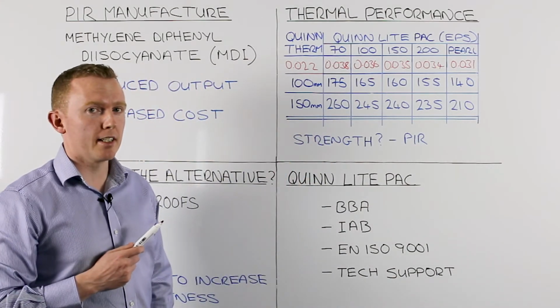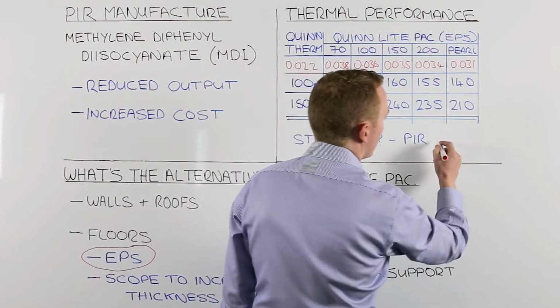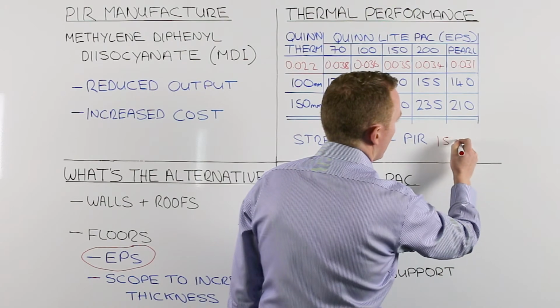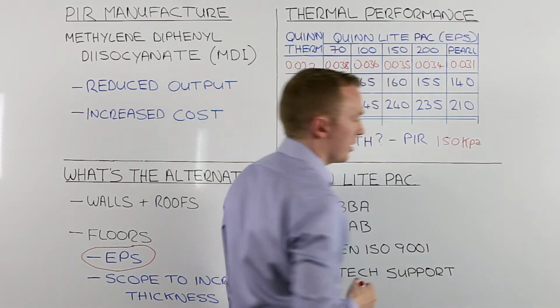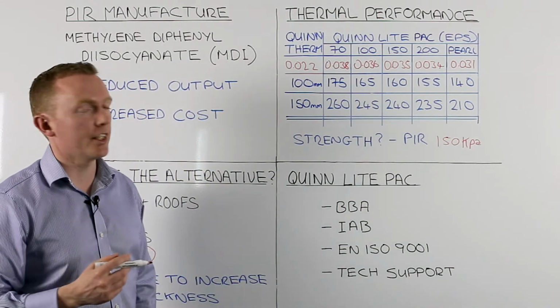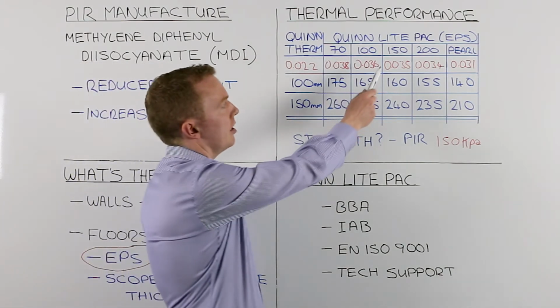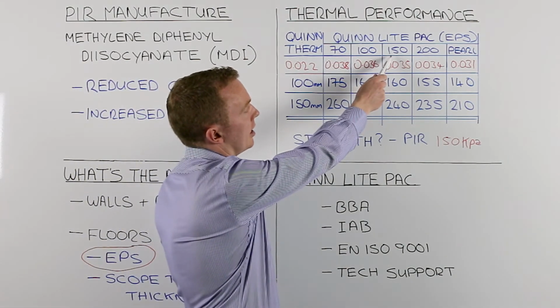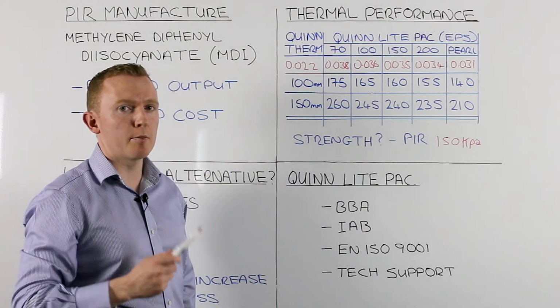Moving on then to strength. The compressive strength of our Quinn Therm PIR is greater than 150 kPa or kilopascals, which is equivalent to 150 kilonewtons per square meter. This is comparable to our Quinn Lite Pac EPS 150, which has the same compressive strength.